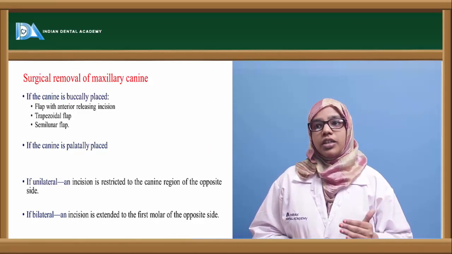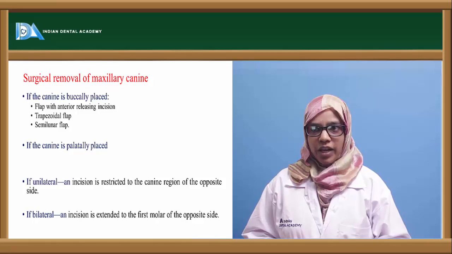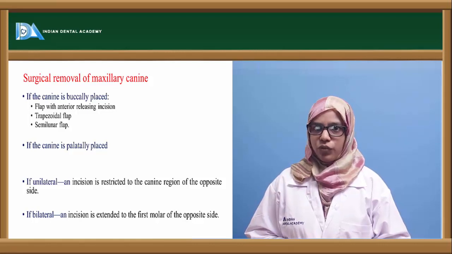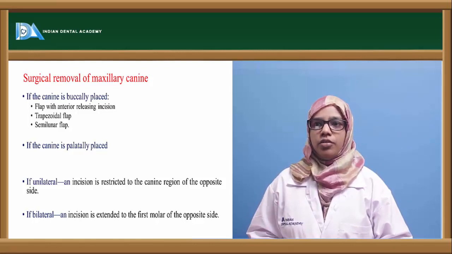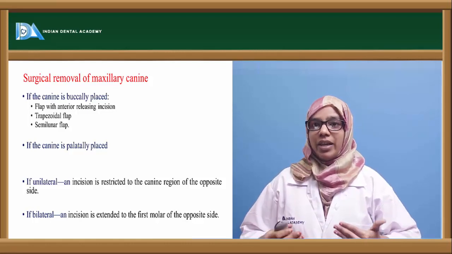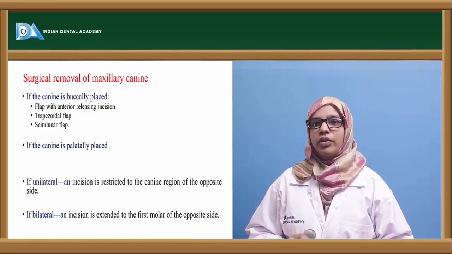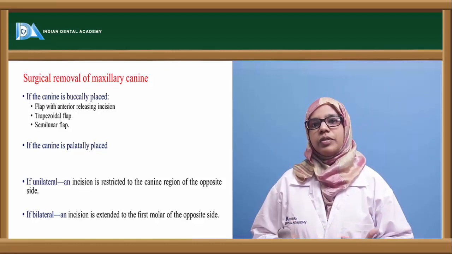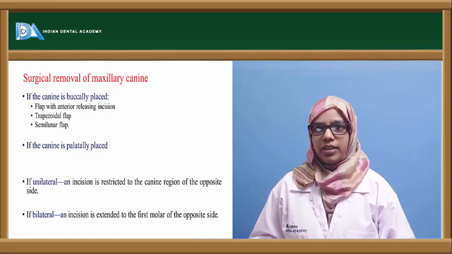Now, surgical management: you can use flaps like the semilunar flap or trapezoidal flap to expose the canine area. You can use an anterior releasing incision to expose the canine. Once you have exposed the canine, drill it, elevate it and remove it. If the canine is palatally placed and if it is unilateral, you can raise a flap from canine to canine. And if it is bilateral, you can extend the flap from first premolar to first premolar on both sides and remove both bilaterally impacted canines.